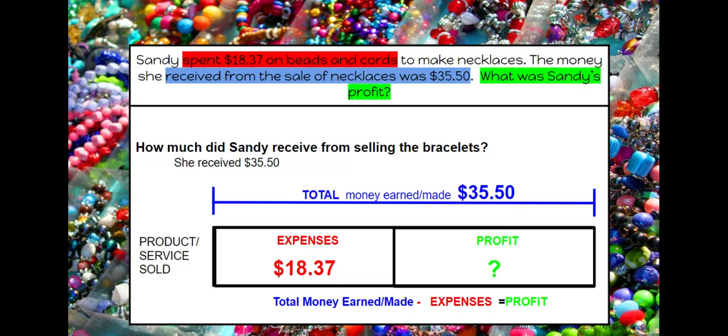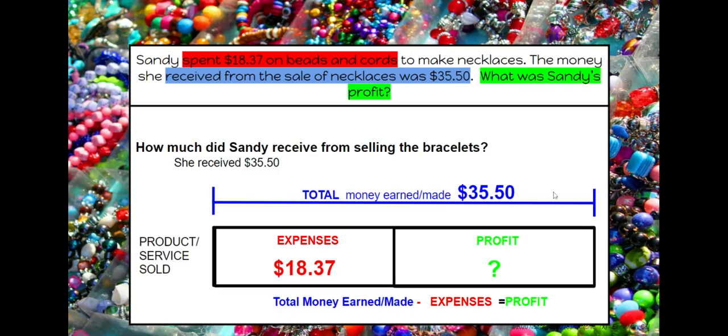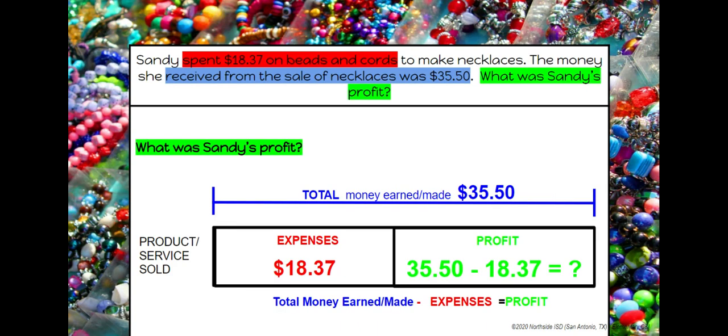So, what operation do you think I'm going to use if I am missing a part of my strip diagram? I know my whole and I know one of my parts, but I'm missing a part. Do you guys know what operation that is? If you said subtraction, then you are correct. So now we are able to solve for what was Sandy's profit.